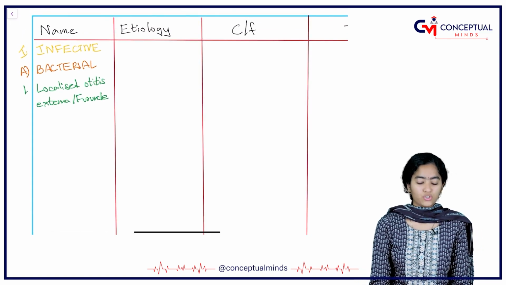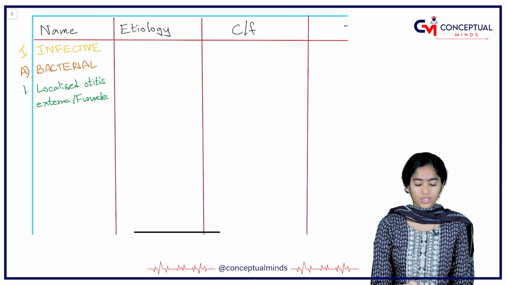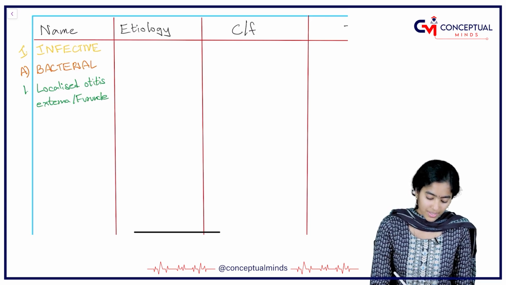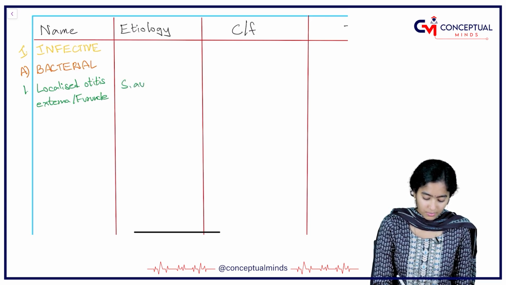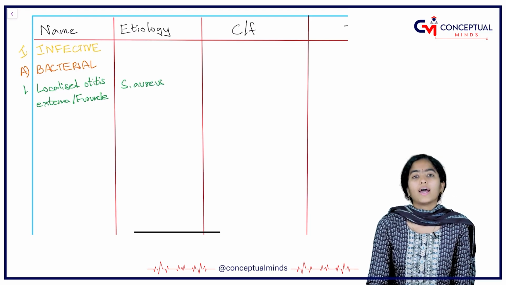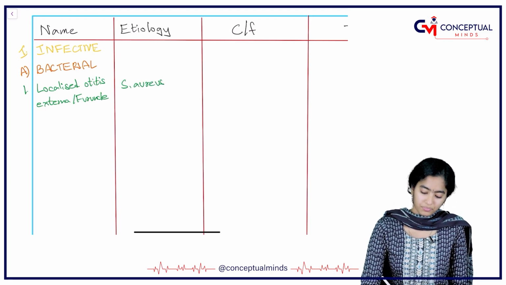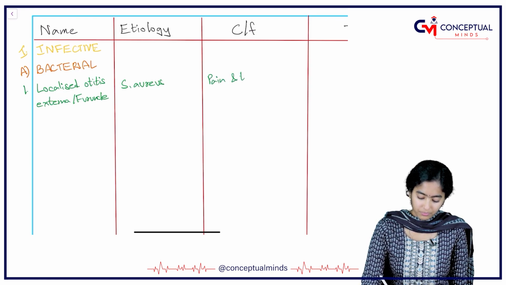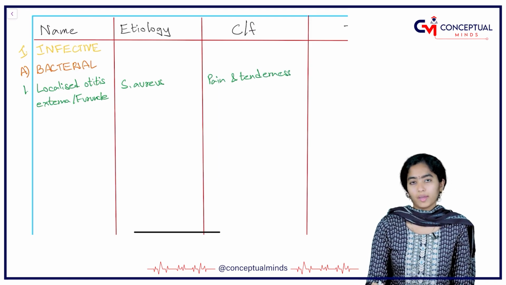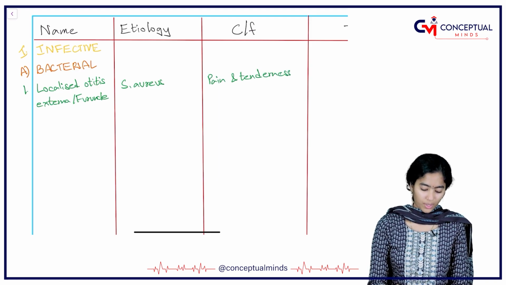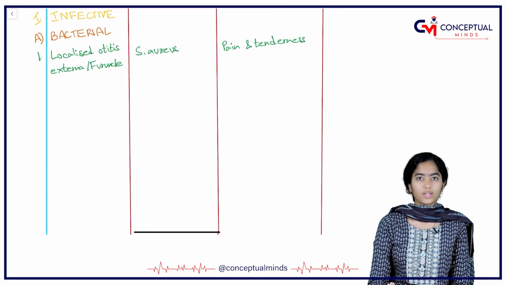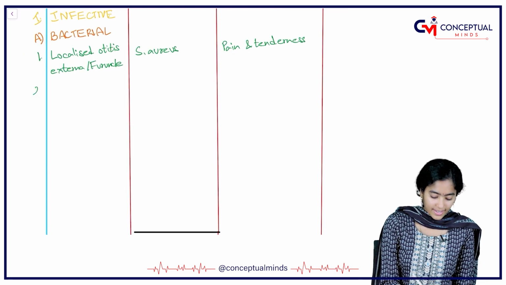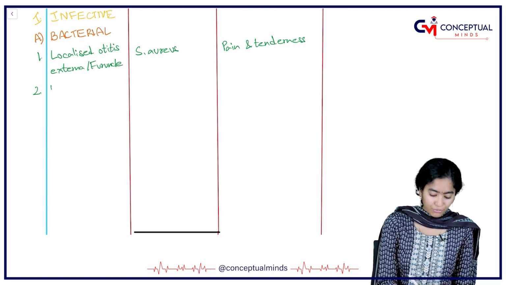Next column, etiology. What is the etiology of furunculosis? Most common organism is Staph aureus. And what are the clinical features? Pain and tenderness of the ear. I am writing only the most important points. This is about localized otitis externa. Second under this category is diffuse otitis externa.